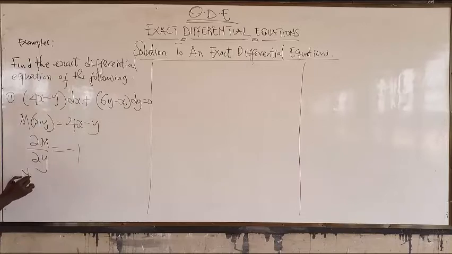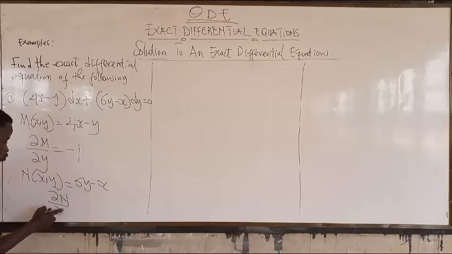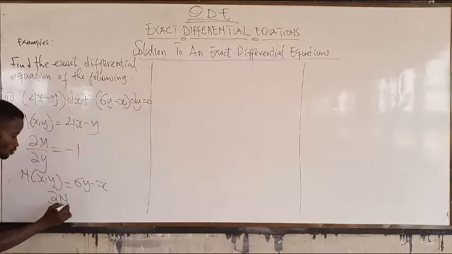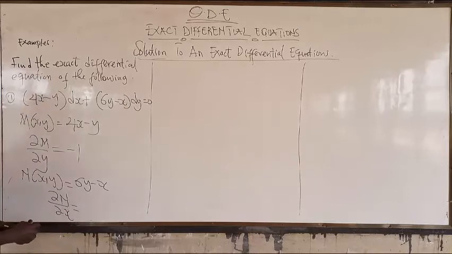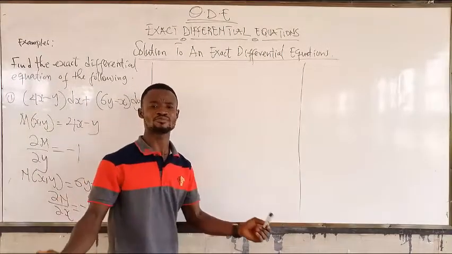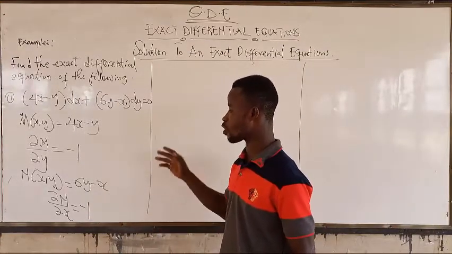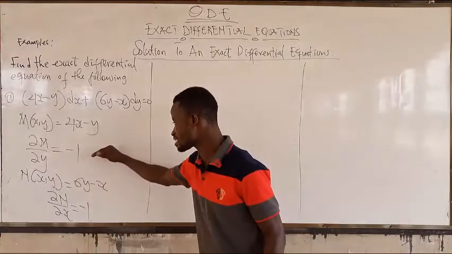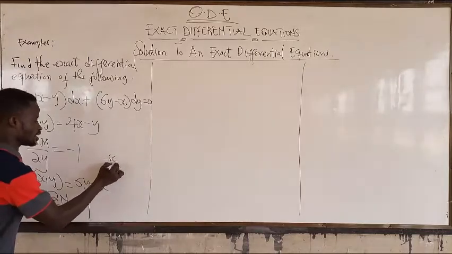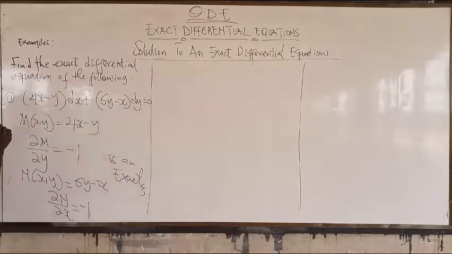Then we go for N, which is in terms of s and y, and N is attached to the dy, so that is 6y minus x. So the partial derivative of N with respect to x, opposite of what you are thinking of. So we treat y as constant, so this one is 0, so we get -1. Beautiful. Why is it beautiful? Because the partial derivative of M with respect to y is equal to the partial derivative of N with respect to x. So since this is equal to this, then we are saying that it is exact.